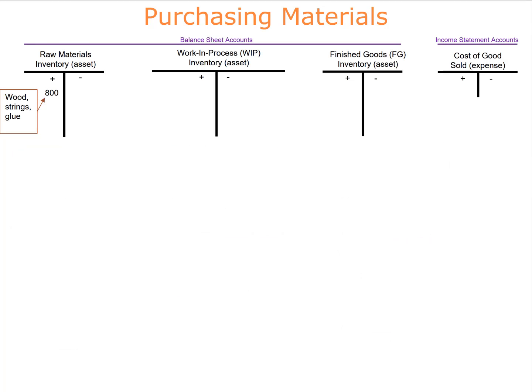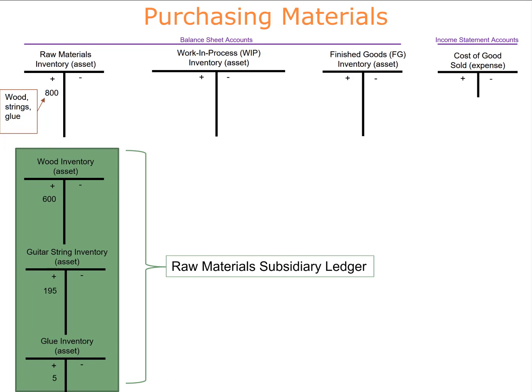Now notice we put all three materials, wood, strings, and glue, into one raw materials inventory account. This is convenient, but if we wanted to know how much wood we have in the account, we wouldn't know. So in reality, our raw materials account has a raw materials subsidiary ledger. This subsidiary ledger, also called a subledger, is just a breakout of all the different materials.